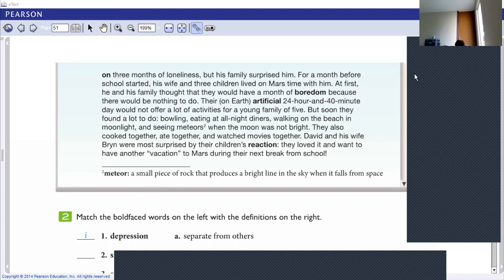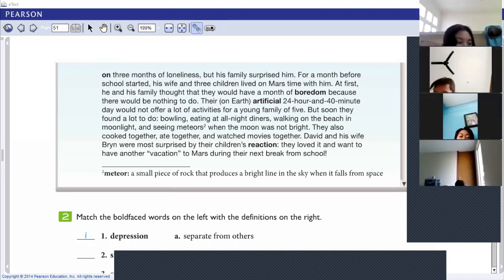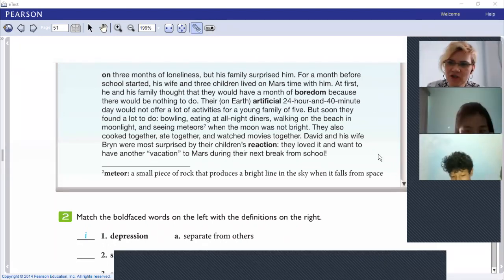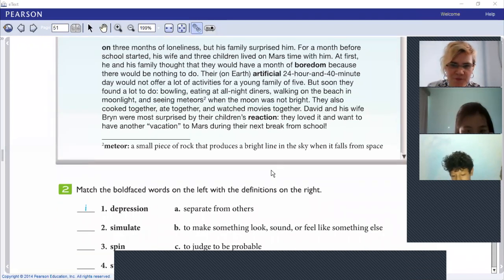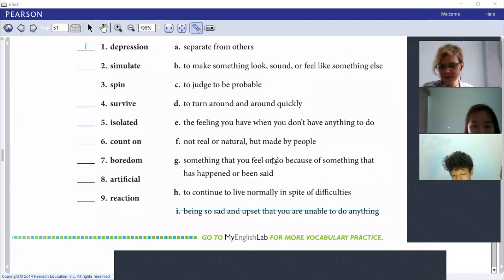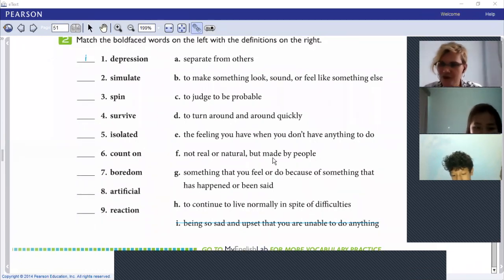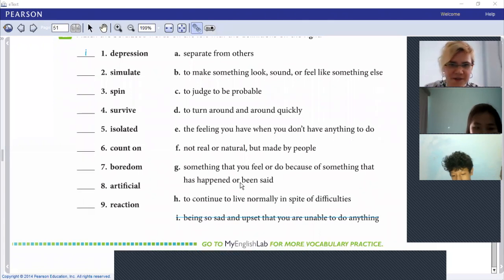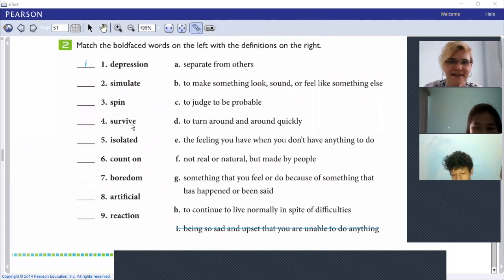Thank you. Okay, we're going to go to the vocabulary. I'm going to mention names, so you have to respond to the answers. Let's annotate. The first one is depression. It's done for you, right? Being so sad and upset that you're unable to do anything.